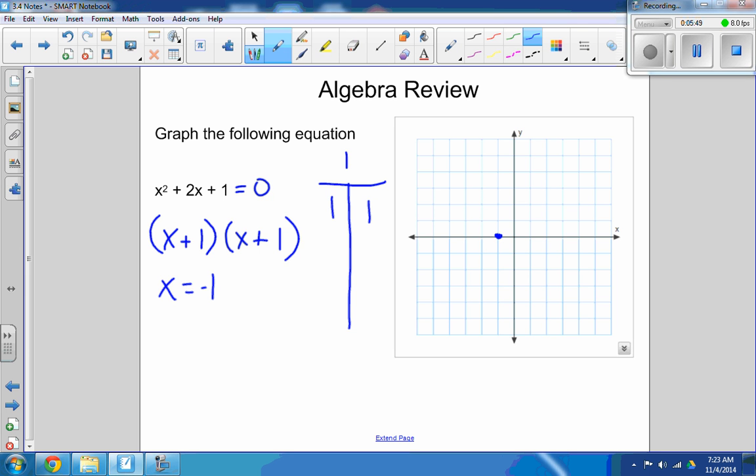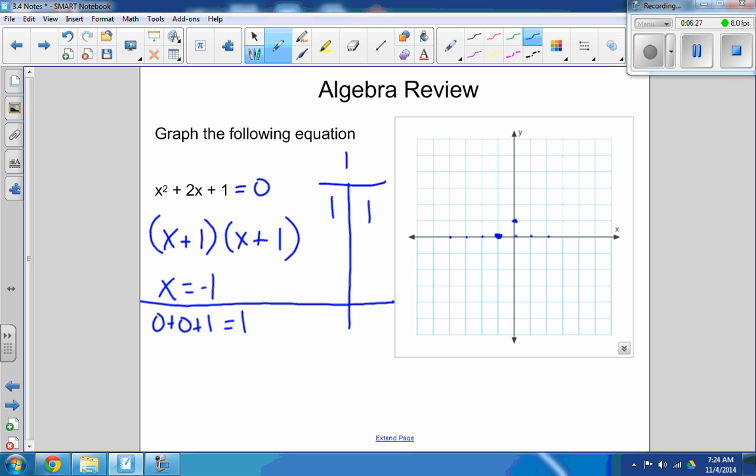Now, since I only have my equation intercepting the x-axis at a single point, I'm actually going to pick a couple of points and figure out where they intercept. So I'm going to pick 0, 1, 2, -2, -3, -4. We're going to plug those numbers in, and see what we get. So I plug in 0. That'll be 0 plus 0 plus 1. So I get 1. So 0, 1.